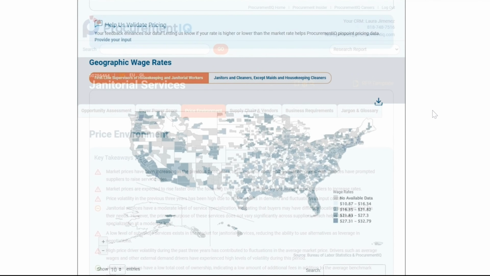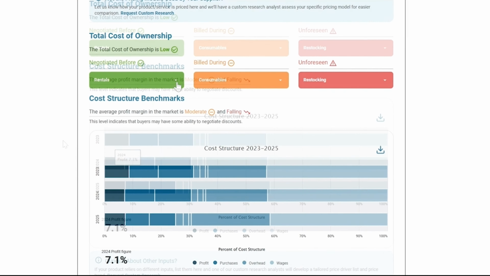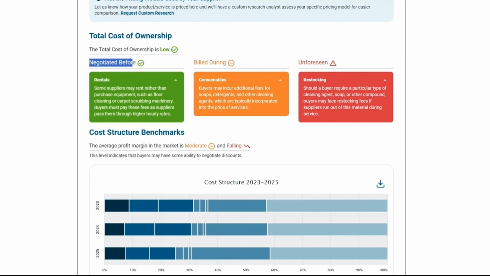We do have an entire section on TCO within the price environment just below the geographic wage rates map. Naturally, you should spend some time clicking into these drop-down menus. We'll give you this really nice high-level overview, whether we estimate the TCO will be low, medium, or high, and then you can drill down into each. These give you an understanding of the cost related to this product or service that you should negotiate before signing a contract, the factors that will be billed during fulfillment, and any likely unforeseen costs that might arise during the contract that would affect the bottom line.